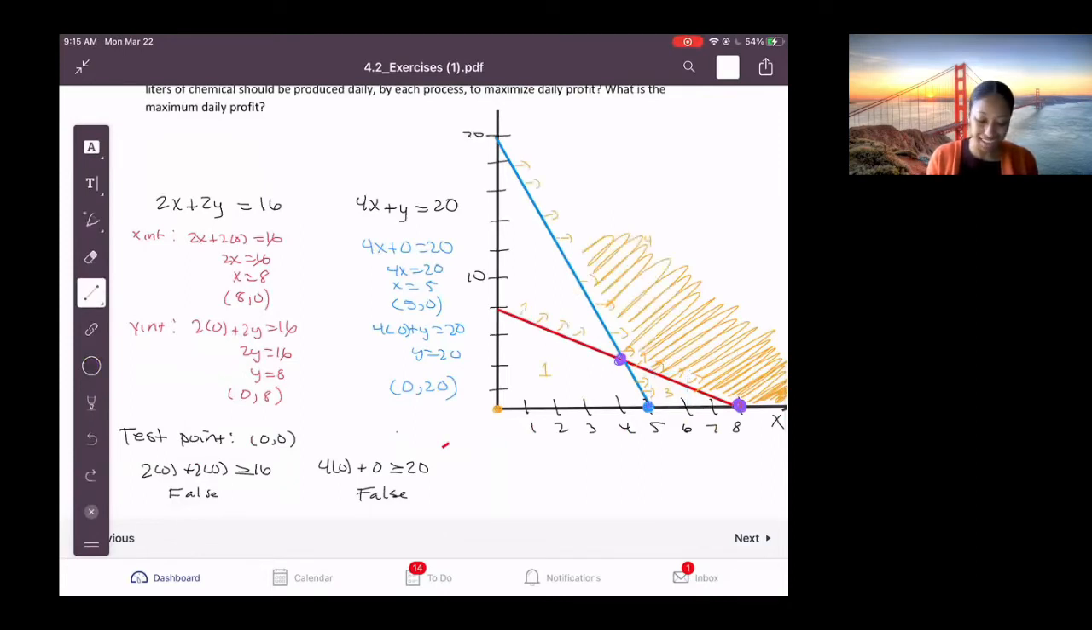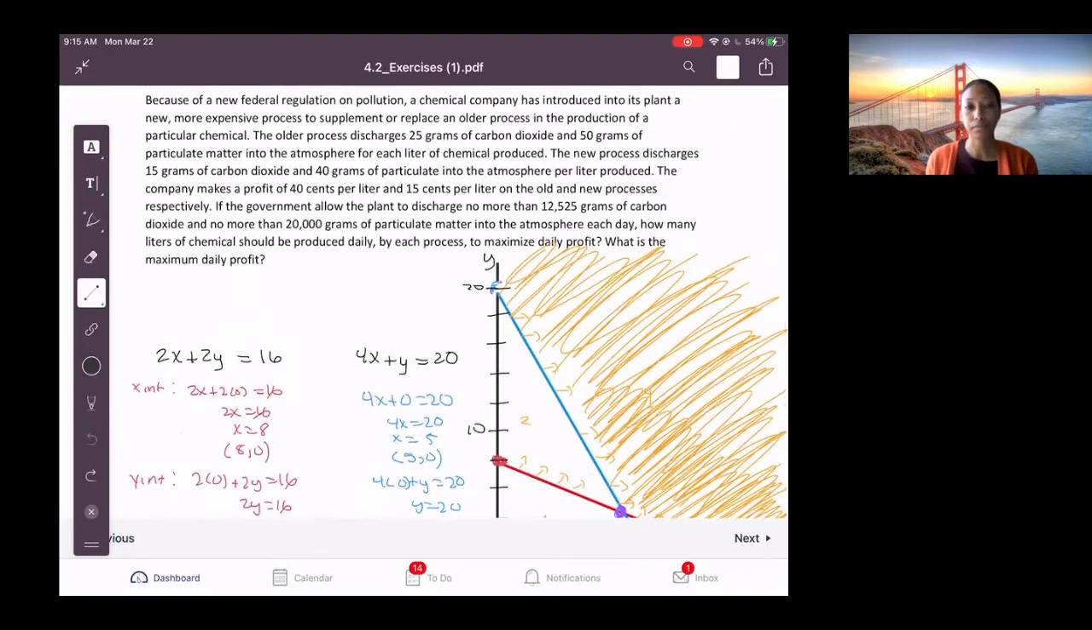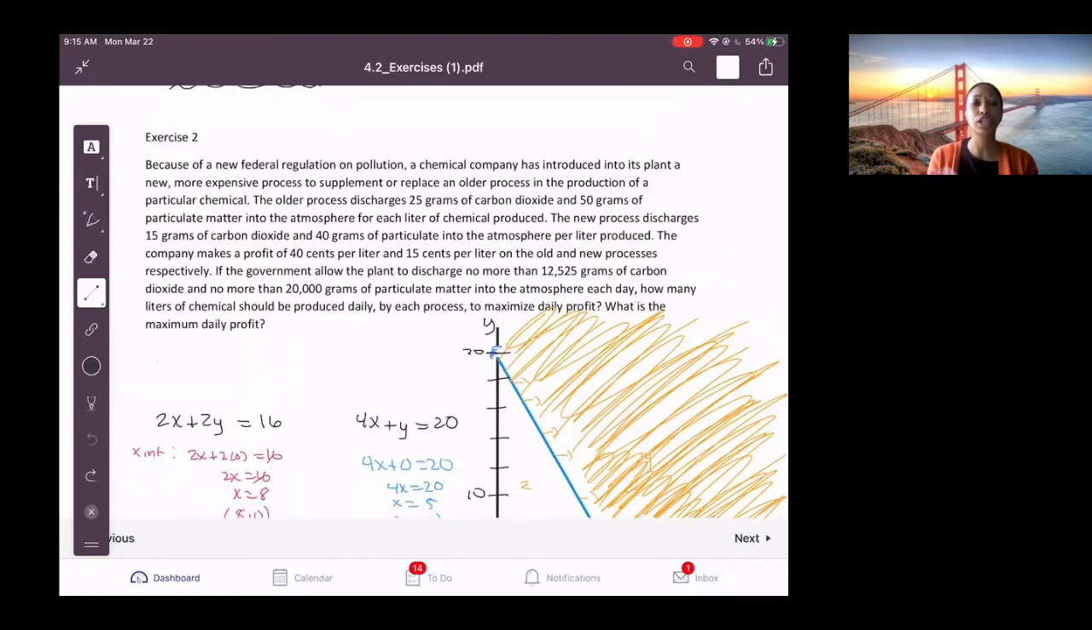All right. From this problem, we're going to figure out what our objective function is, write out our constraints. Once we have our constraints, graph the feasible solution region for those constraints, find the corner points, plug the corner points into the objective function, and then answer the problem. So those are all of our steps.